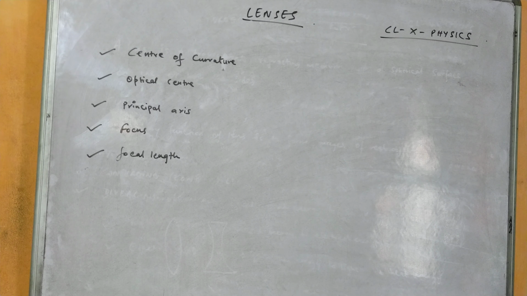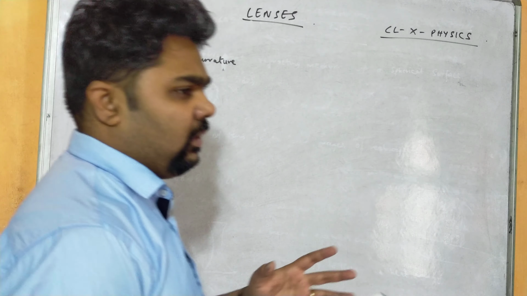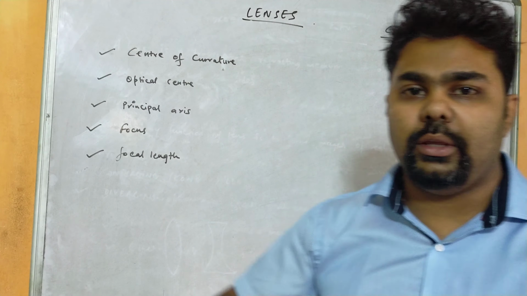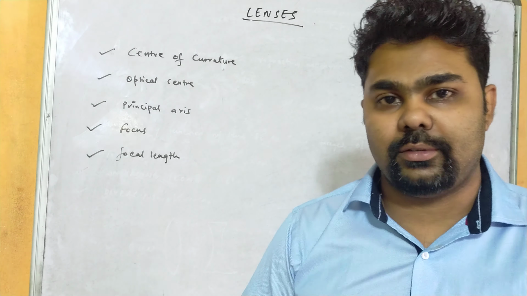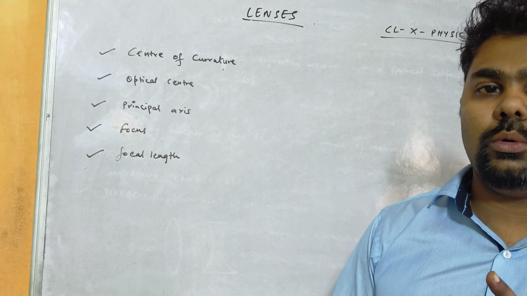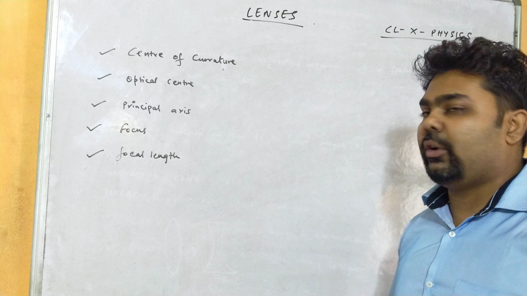So these are the terms which we have already discussed. I am just recapitulating the points, which will make it easy for us to understand how images are formed by these lenses. These terms are very important, so I am revising once more, right?